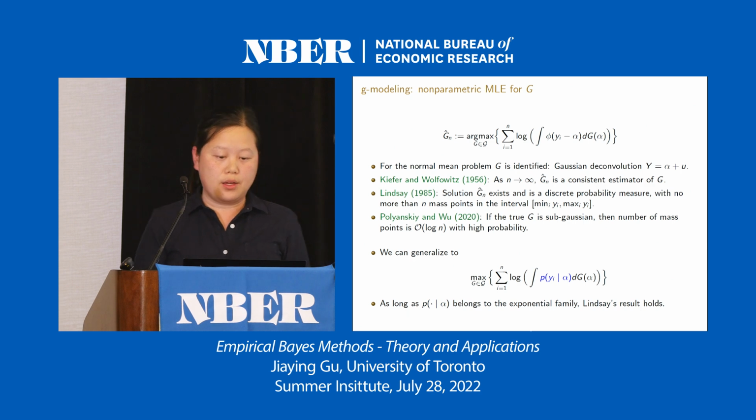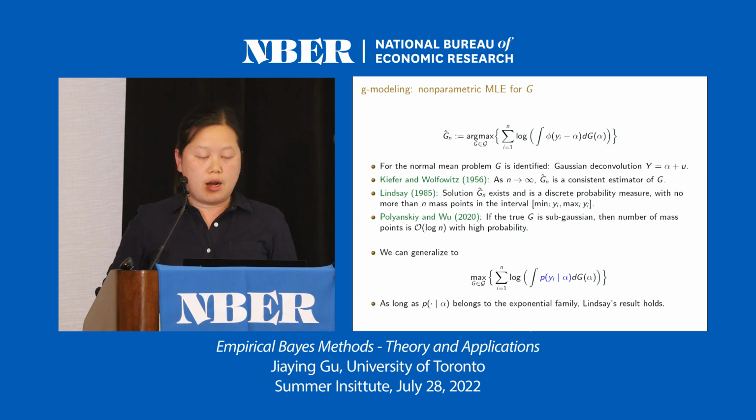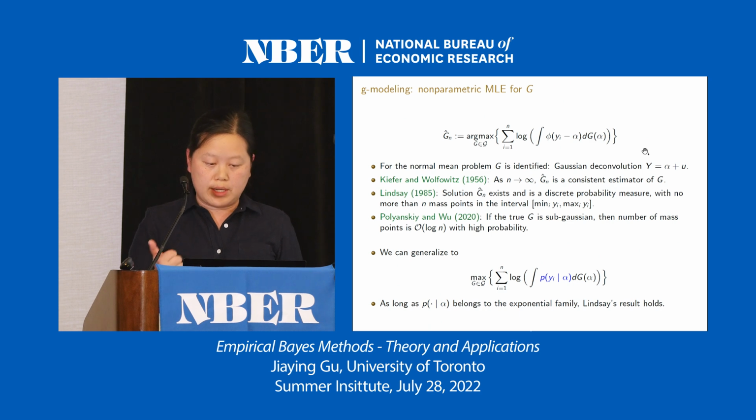So let's first define the non-parametric MLE. The non-parametric MLE, denoted as Gn hat here, is nothing but the probability measure that maximizes the log likelihood, right? Here in the bracket, I have the marginal density sitting there. That's the usual definition of the maximum likelihood estimator, except that we have an infinite dimensional object here. First, for the normal mean model, G is identified. Otherwise, we need to worry about that first, right? That's just the argument in Gaussian deconvolution, where the distribution of alpha is identified. So Kiefer and Wolfowitz prove consistency.